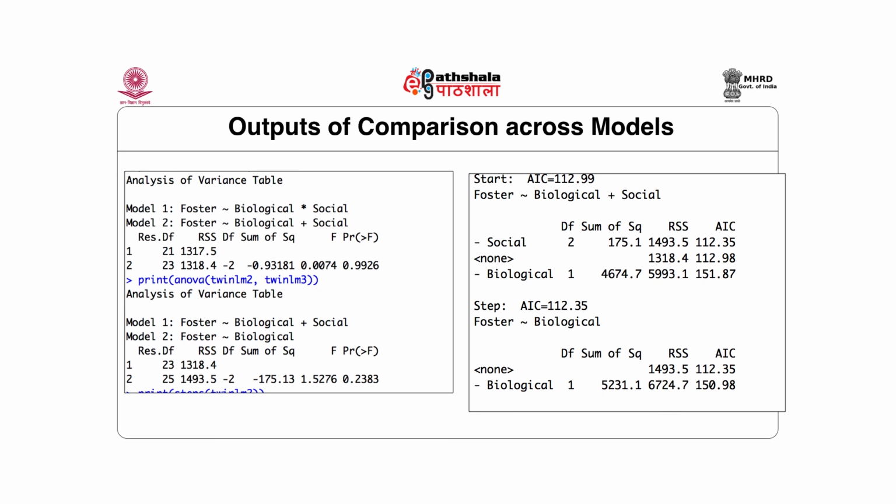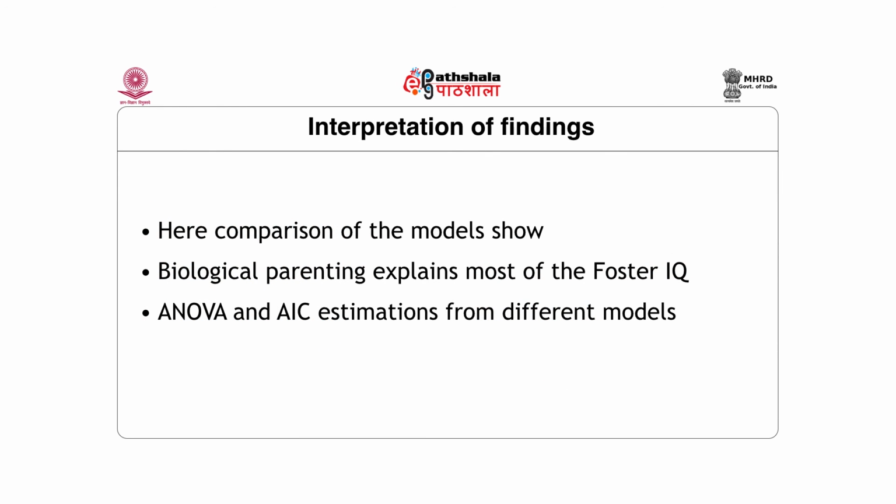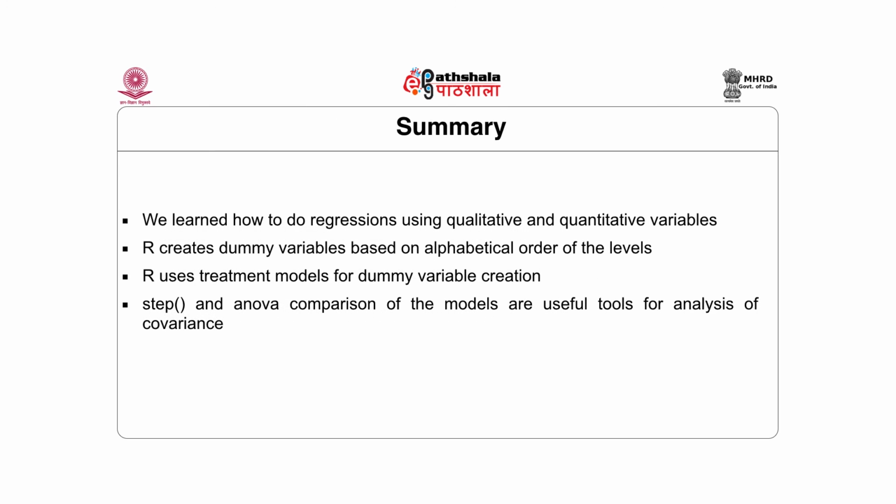So the importance of this is that by using these different kinds of models and modeling strategies, you can make comparisons across the models, something that will not be captured by R-squares alone. As we have seen, the comparisons of the models show that biological parenting explains much of the foster IQs, and ANOVA and AIC estimations from different models help us to compare the models one with the other. So this helps us to run through the whole run-up of the different types of models.